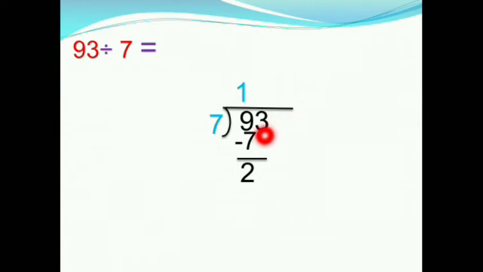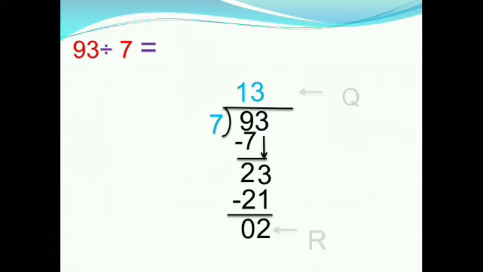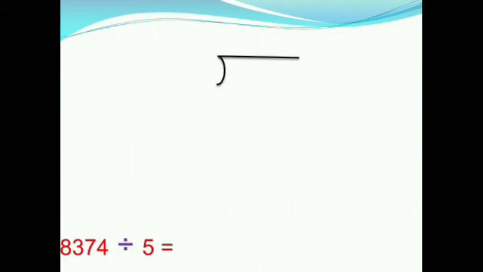Now we should take second digit, that is 3, and write here. It becomes 23. 23 will not come in 7 tables. So we will take nearest number lesser than 23, that is 21. 7 threes are 21. Write 3 in quotient place and write 21 below 23 and subtract it. 23 minus 21 equals 2. Now we got quotient as 13 and remainder is 2. Therefore, 93 divided by 7 equals 13.